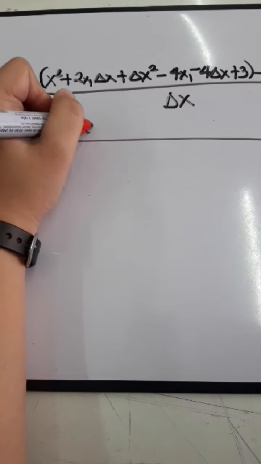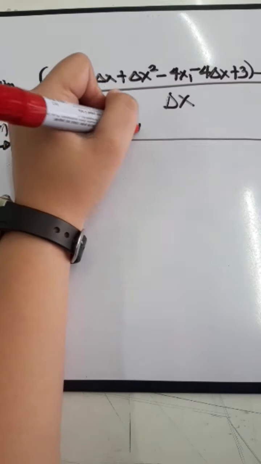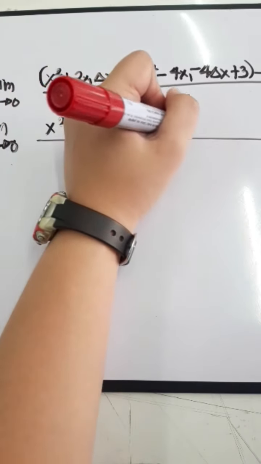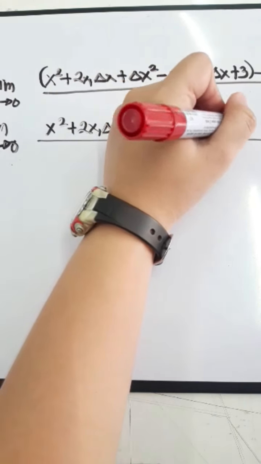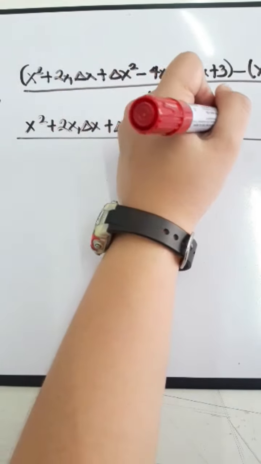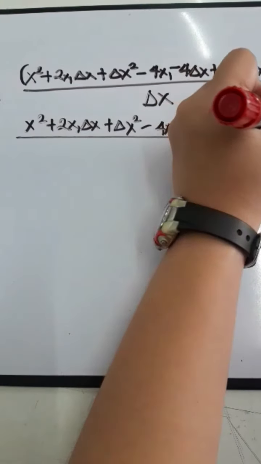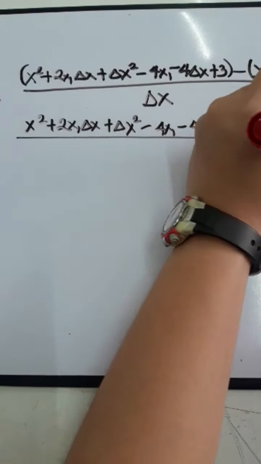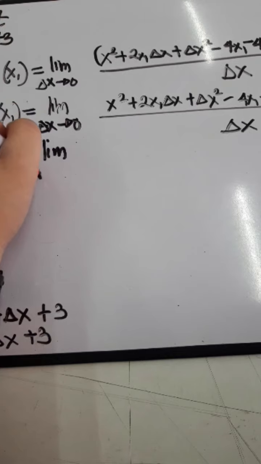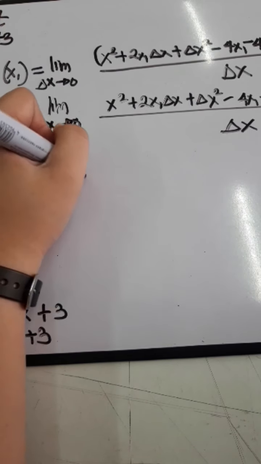x sub 1 squared plus 2x sub 1 delta x plus delta x squared minus 4x sub 1 minus 4 delta x plus 3. Then we have negative x sub 1 squared. Negative times negative is positive 4x sub 1, then negative times positive 3 is negative 3, all over delta x. We still need to simplify. Okay, the limit as delta x approaches 0.